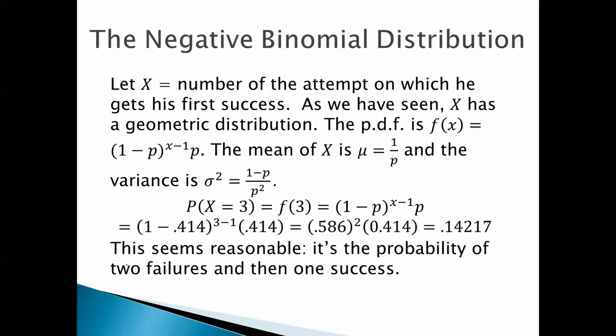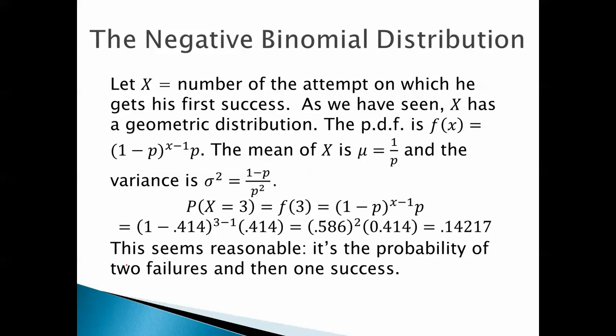Well, let x equal the number of the attempt on which he gets his first success. As we have seen, x has a geometric distribution. The p.d.f. is f of x equals (1 minus p) to the x minus 1 times p. The mean of x is mu equals 1 over p, and the variance is sigma squared equals (1 minus p) over p squared. The probability that x equals 3 is, in other words, f of 3.